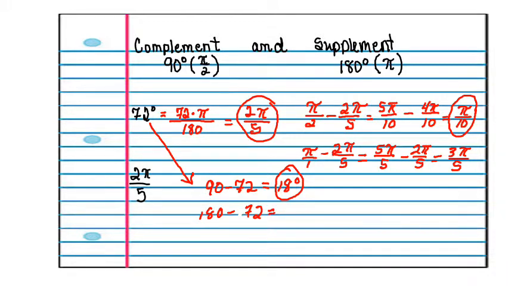And we would get 108. And if you did the conversion for this, it should equal the same thing as the 3 pi over 5. I'll let you do the double check on that.